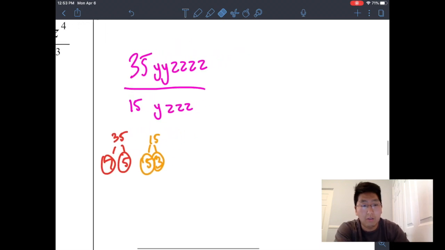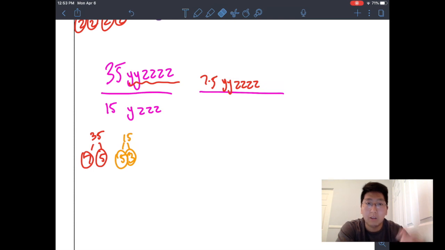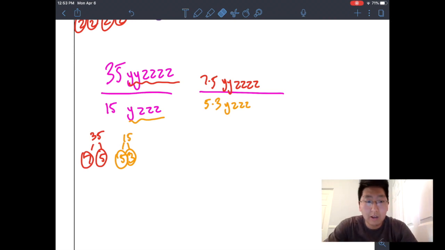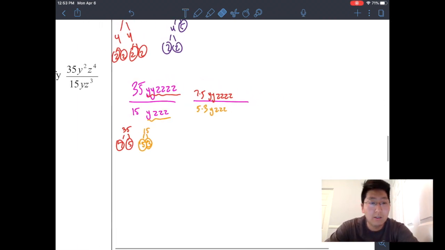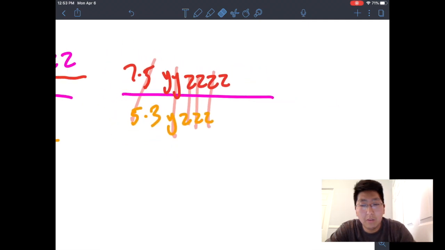So now we're going to take 35. Instead of writing 35, we're going to write 7 times 5. And then y times y times y, z times z times z times z. And you can see where that's coming from. And on the bottom, instead of writing 15, we're going to write 5 times 3 and y times z times z times z. Okay? Now, we can create our ones. We'll create our ones with the 5's, 1 y, and 3 of the z's. So on top, we're going to be left with 7 times y. So you can see 7 times y times z over 3.